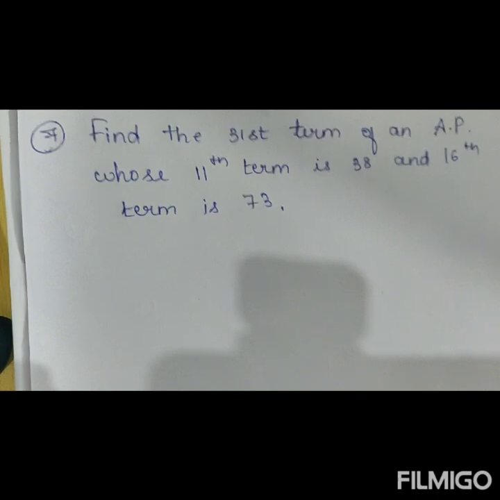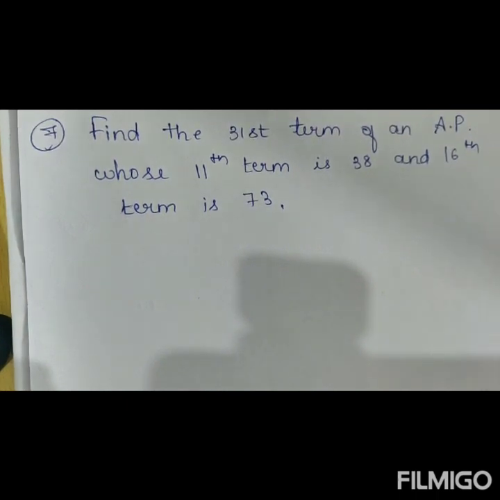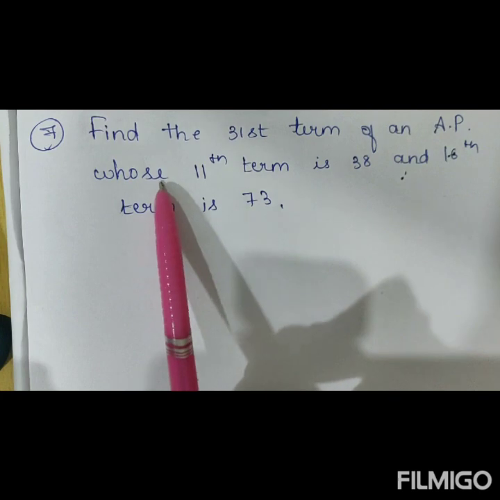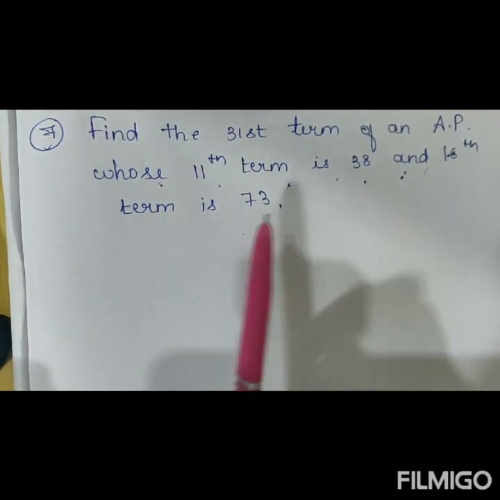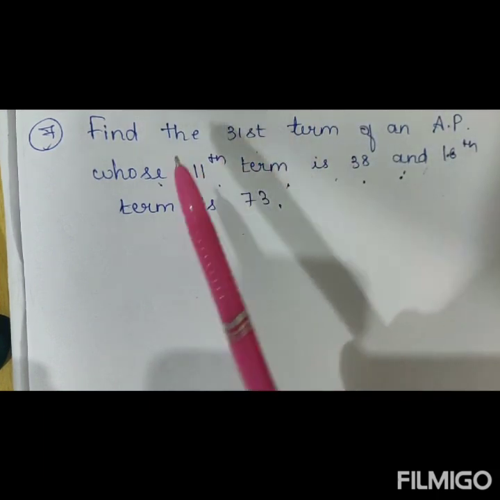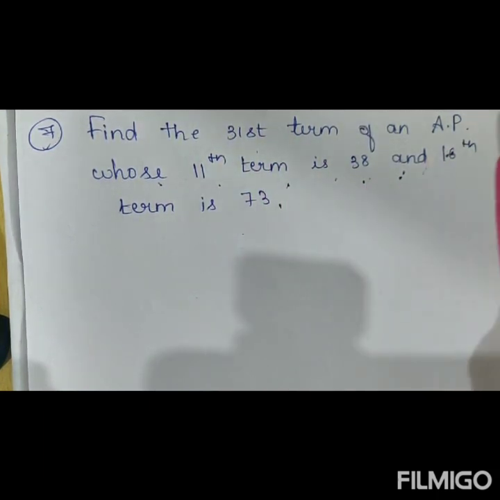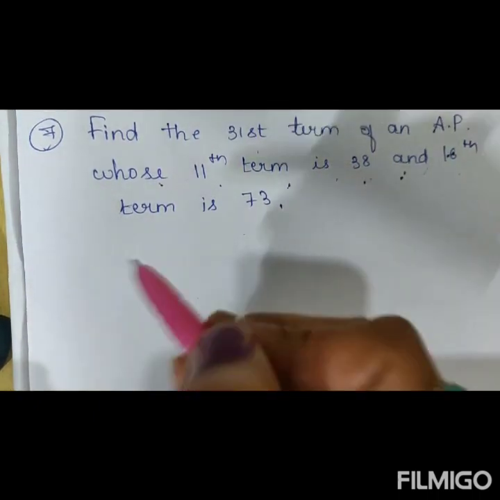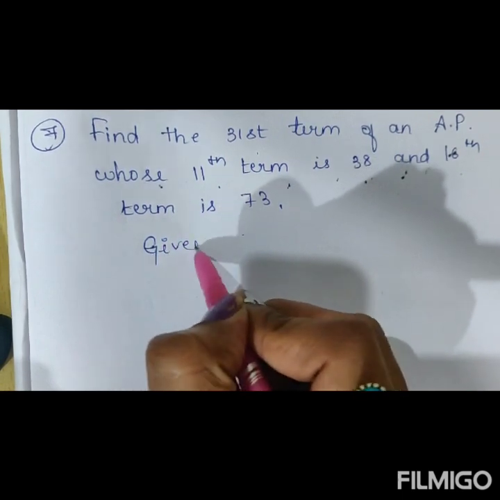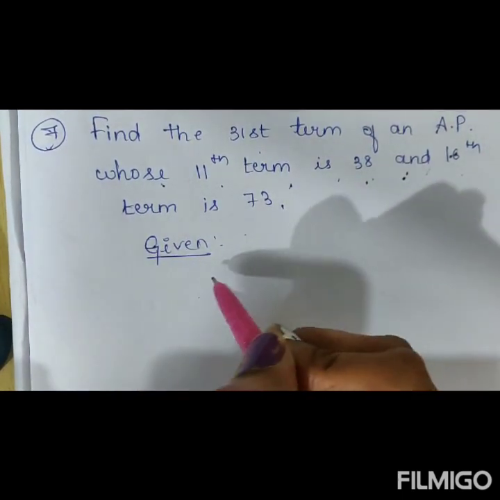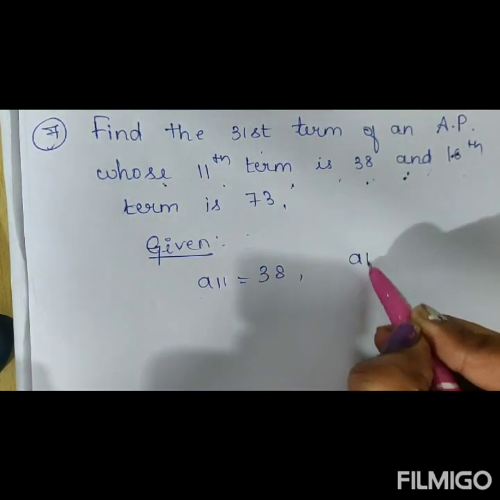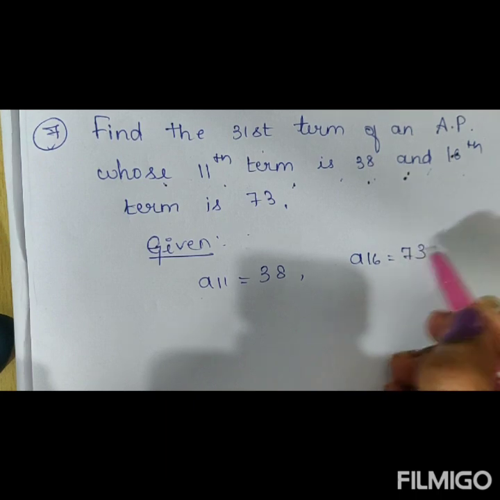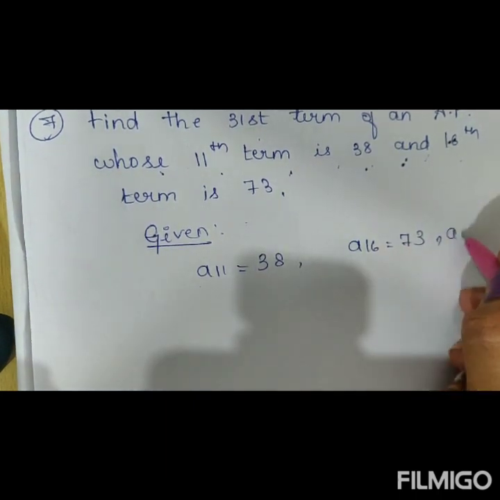Next question, the 7th one. They have given: find the 31st term of an arithmetic progression whose 11th term is 38 and 16th term is 73. So we have to find the 31st term. They have given the 11th term as 38 and the 16th term as 73. First, let's write the given. We have to solve this by the substitution method. So A11 is 38, A16 is 73. So we have to find the value of A31.